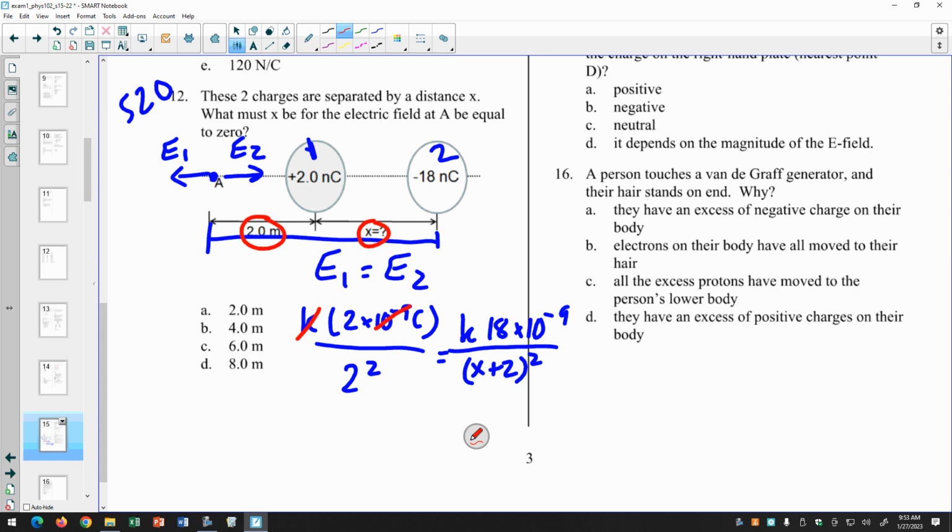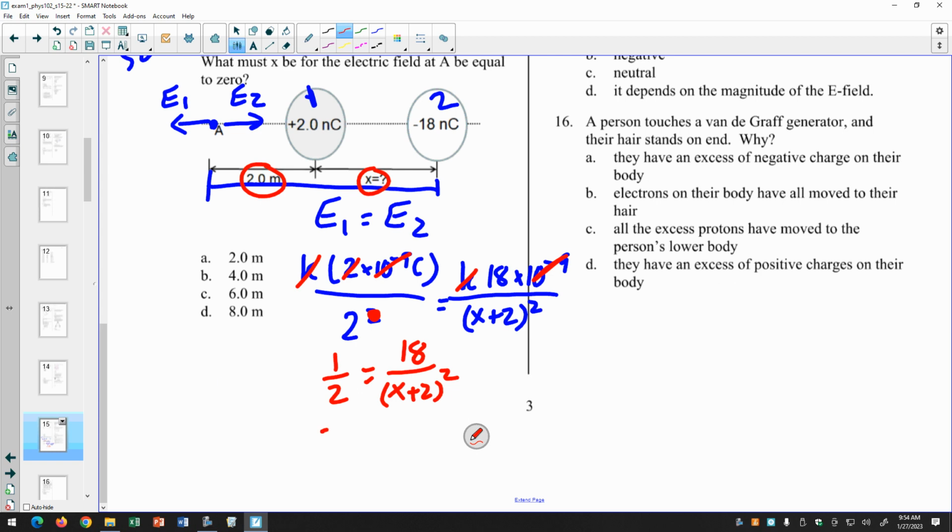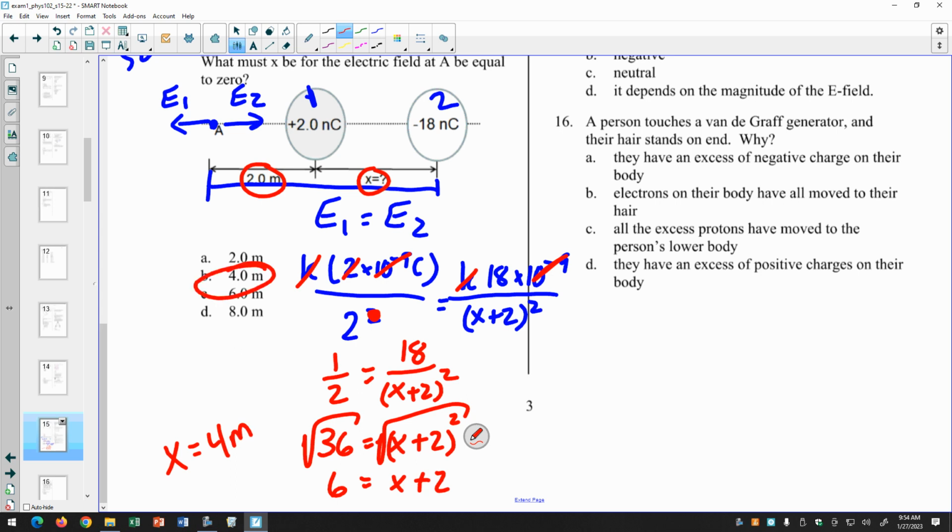I can get rid of the k's here and here. I can get rid of this 2 with one of these two. So I'm really left with 1 over 2 equals 18 over x plus 2 squared. Oh, and this is convenient because look, 18 times 2, that's 36, is equal to x plus 2 squared. And then I can square root both sides, and I get 6 equals x plus 2. So this is actually working out quite simply. And so then x is equal to 4 meters. So that's the answer for that one.